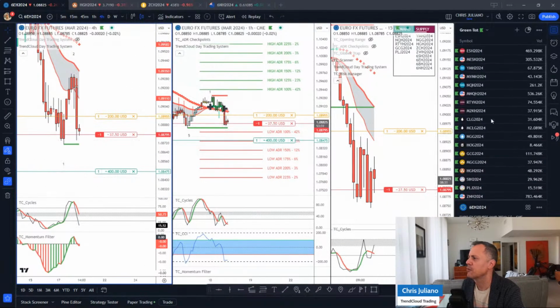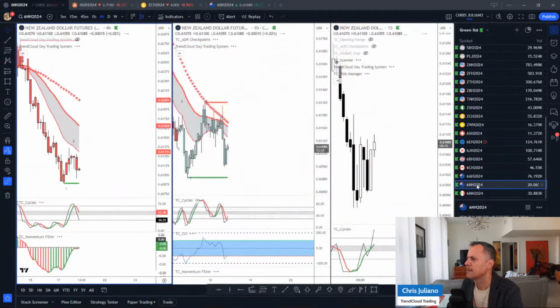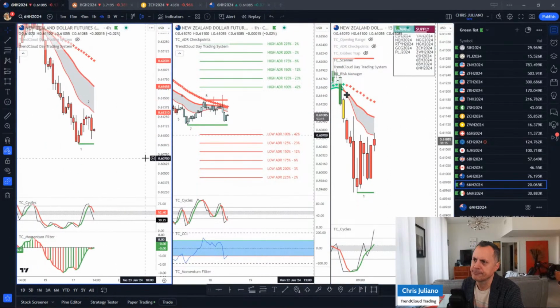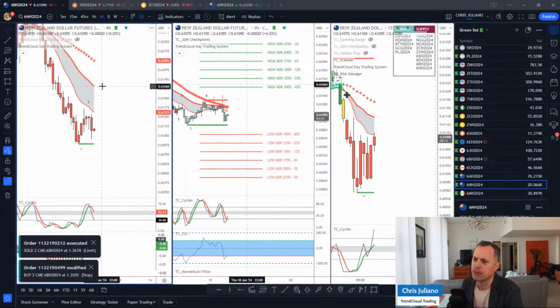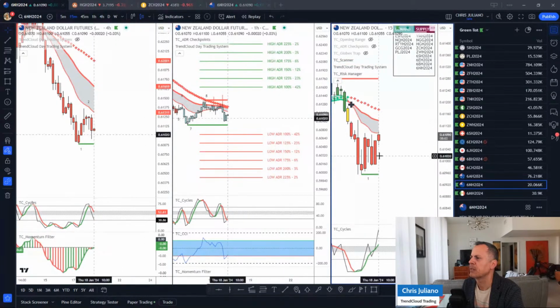Let's make a move, euro. Let's take a look at New Zealand, right? New Zealand here. All right, British pound. We entered that British pound. Let's see what we get out of that British pound. See if we can make some money there.